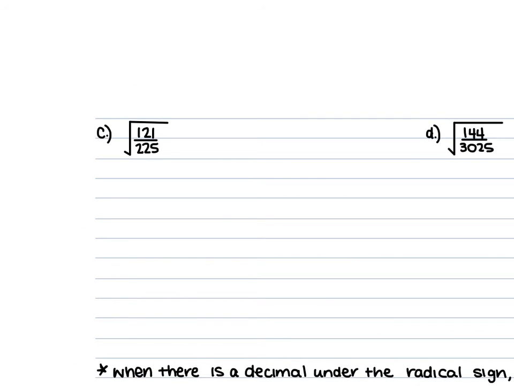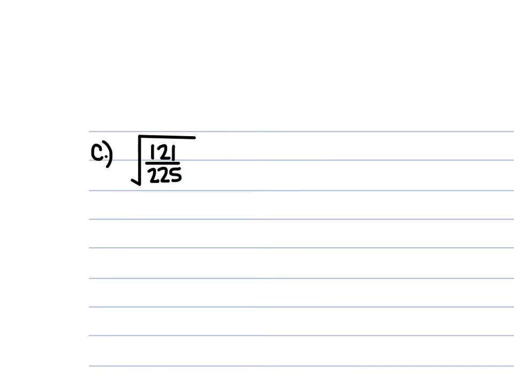For C, we have the square root of 121 over the square root of 225. So again, this is the square root of both the numerator over the square root of the denominator. The square root of 121 we said was 11. The square root of 225 is 15, so that's 11 over 15.